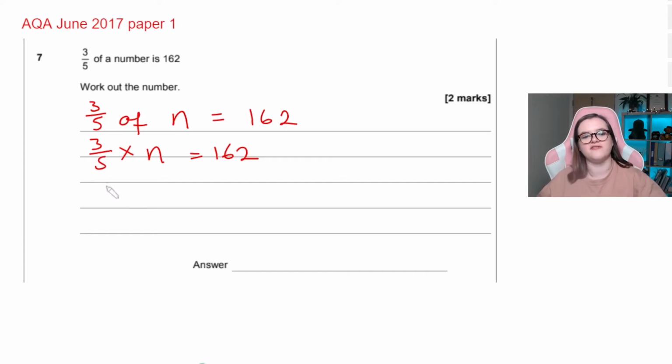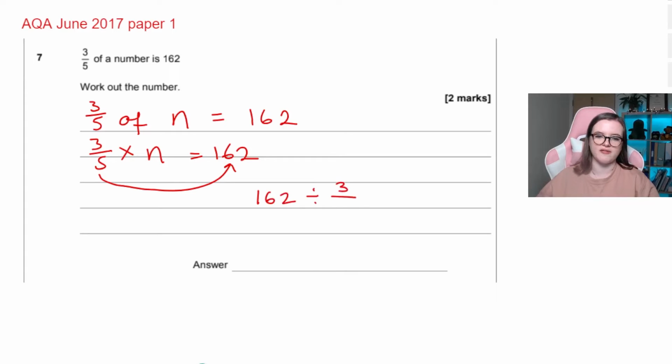So we need to then divide this down there, and we get 162 divided by 3/5. There's a couple of different ways to do this. This is the way that I like though. So 162 divided by 3/5. So if you've got a different method, don't worry, as long as it gets to the right answer at the end.